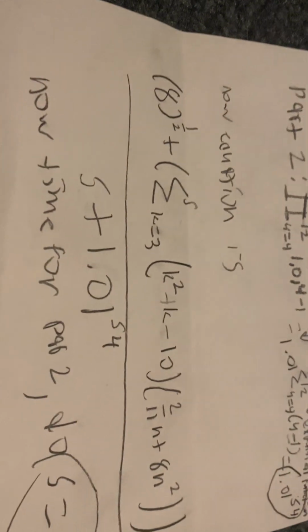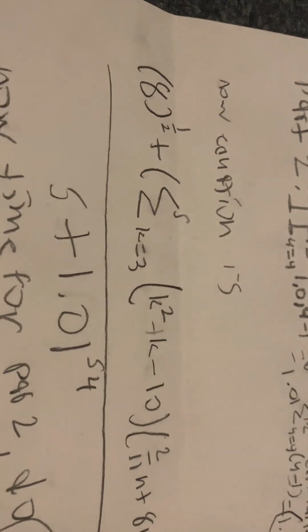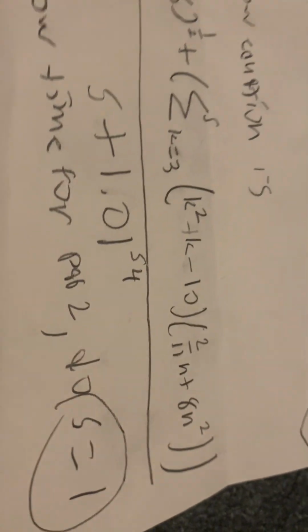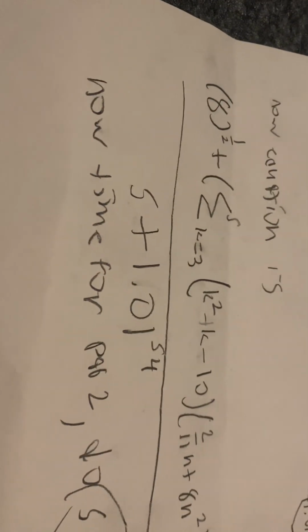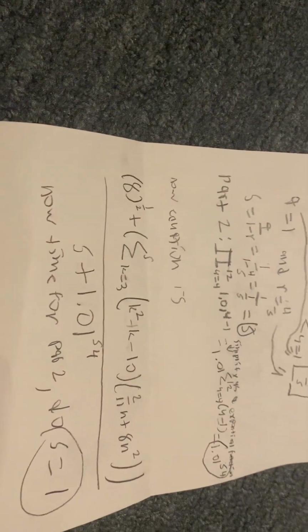So that was easy. So now the equation is the upper equation, which was this. Just to make sure this is right. Okay. And then 5 plus 1.01 to the 54. So the bottom simplifies really well too. It goes from this to this, pretty good.